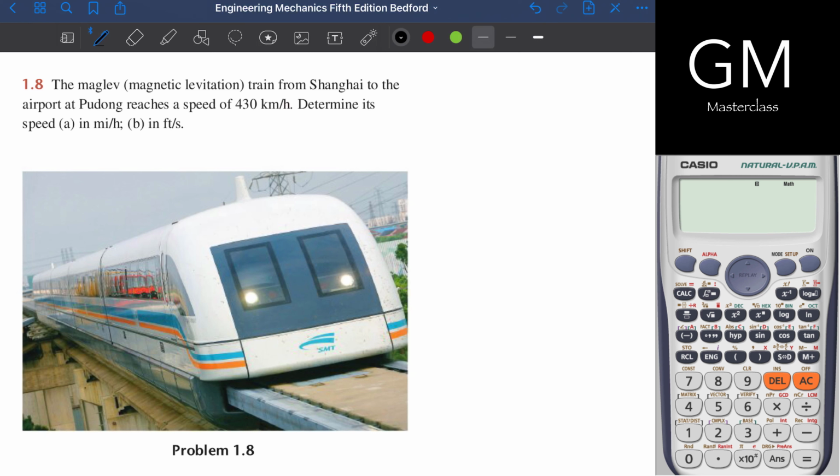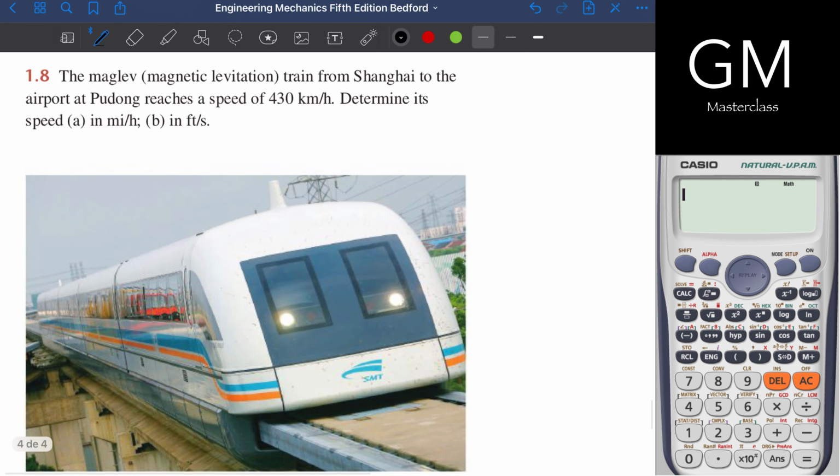Okay, we're going to solve this problem. This is a unit conversion exercise, so first we're going to read it. The maglev, magnetic levitation train from Shanghai to the airport at Pudong reaches a speed of 430 kilometers per hour. Determine its speed in miles per hour and in feet per second.